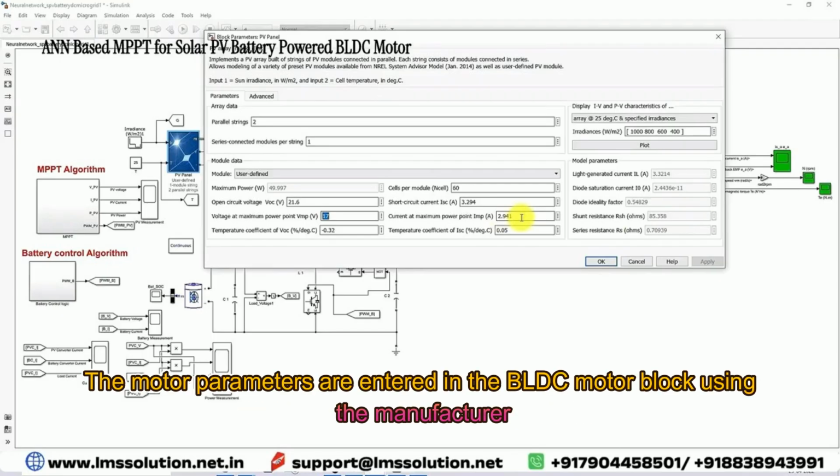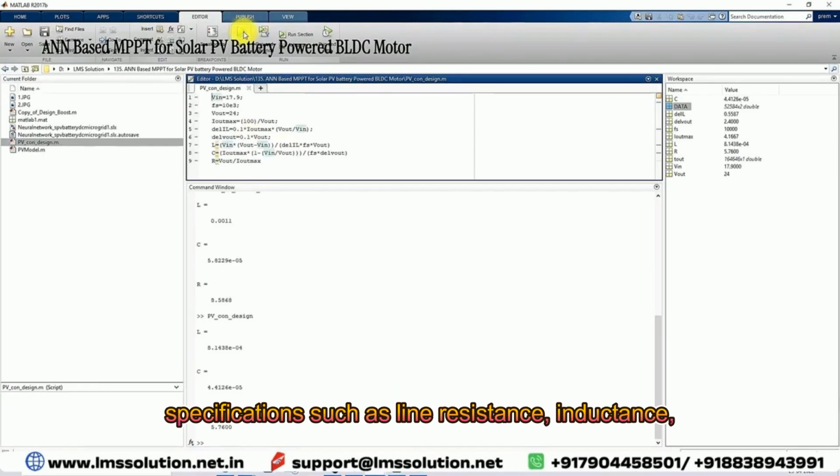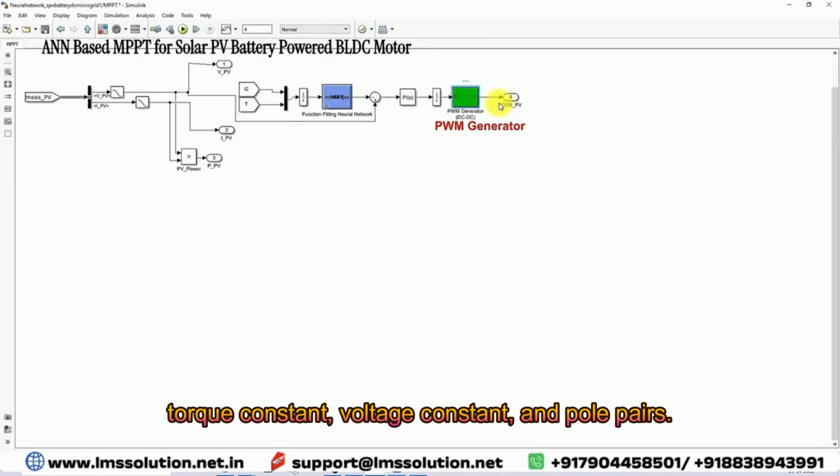The motor parameters are entered in the BLDC motor block using the manufacturer's specifications such as line resistance, inductance, torque constant, voltage constant, and pole pairs.